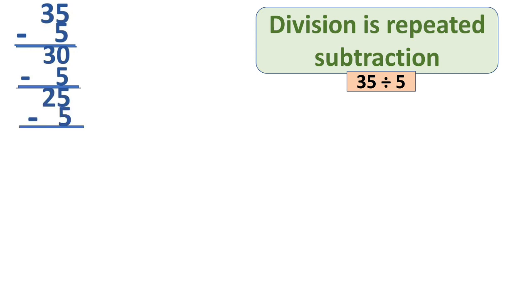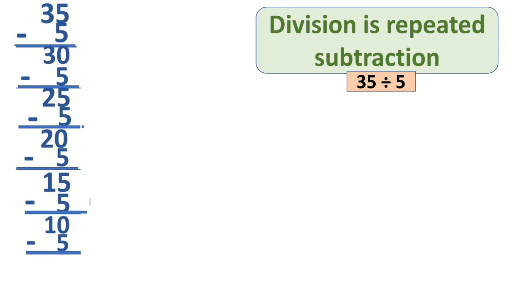25. 25 minus 5 is equal to 20. 20 minus 5 is equal to 15. 15 minus 5, 10. 10 minus 5, 5. 5 minus 5, 0. If we get 0 at the end, it means we have divided number 35 equally.